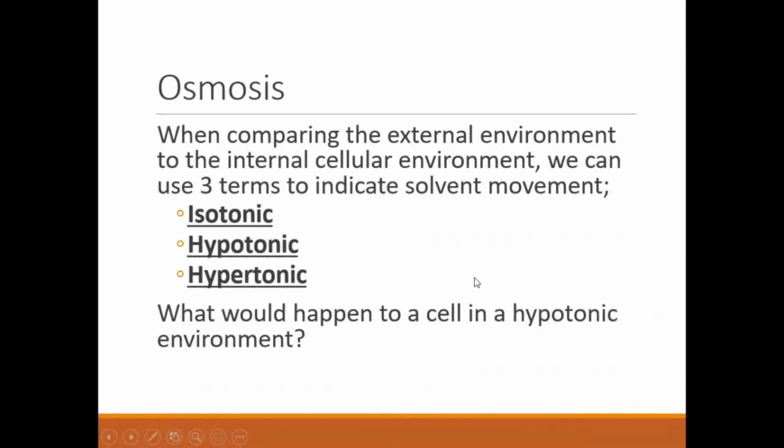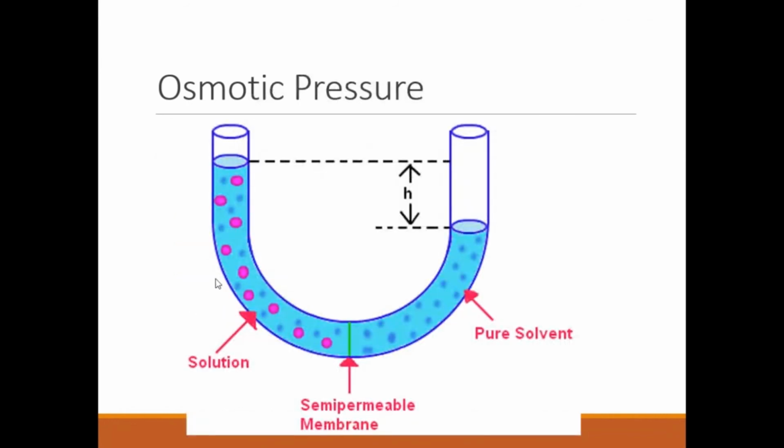We describe concentrations on one side of a membrane compared to the other with three different terms: isotonic, hypotonic, hypertonic. Let's look at the hypertonic first. Hyper as a prefix typically means above, more than. So if we have a membrane with a high concentration on one side, we consider that side to be the hypertonic side. This is the hypertonic solution.